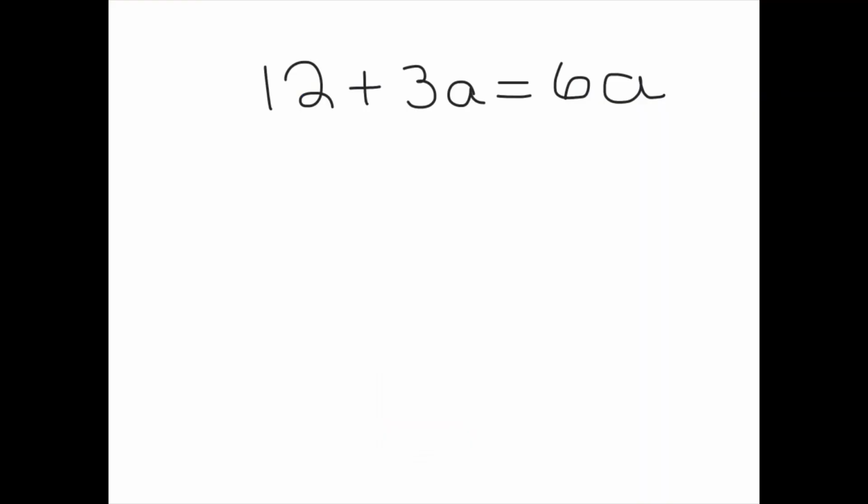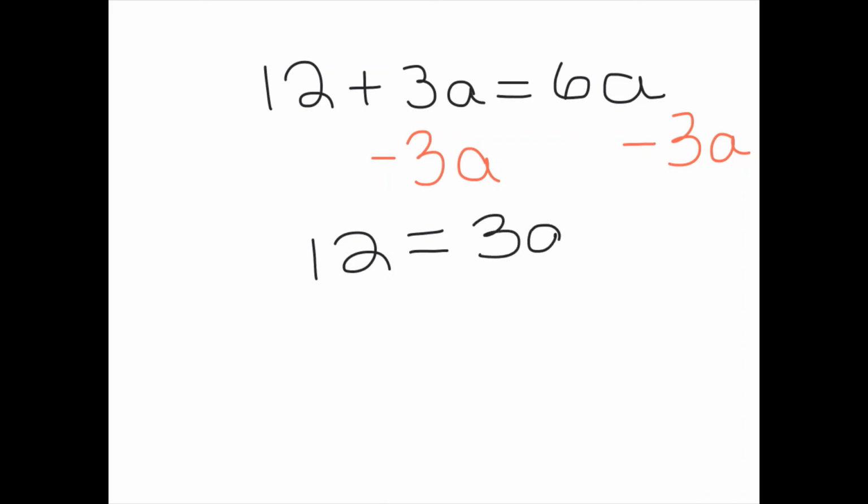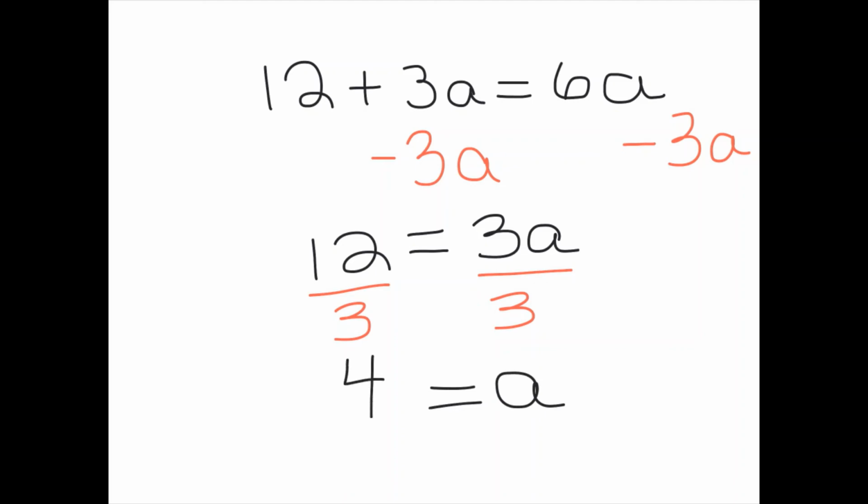This time what we did was we took away 3a on both sides. We took away 3 apples on both sides. And what that left us with was 12 tons equal to 3 apples. Then we knew that we needed to divide by 3. And we found out that 1 apple was equal to 4 tons.